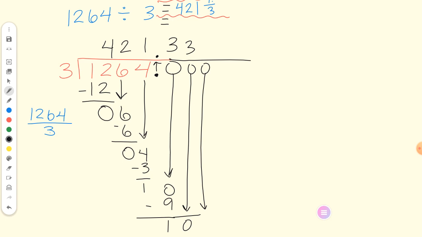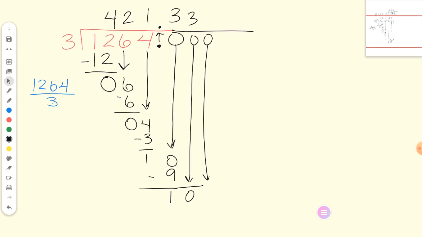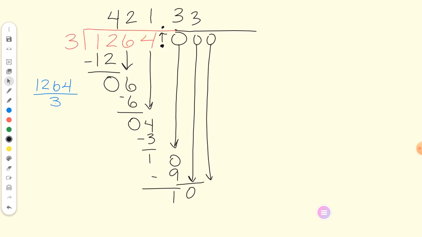I got to scoot down a little bit. I'm running out of room. So that'd be 9. Oops, moving stuff around here. That'd be 9. I got 1. I got 0. What are you noticing? It doesn't stop. It's never going to stop.